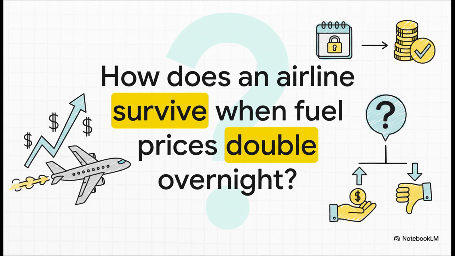Think about an airline. One of its biggest, if not the biggest cost, is jet fuel. So what happens if that price just skyrockets out of nowhere? I mean, it could literally wipe out their profits for the entire year. How on earth do they protect themselves from that kind of wild, unpredictable risk? Well, that's exactly the problem we're going to solve today.